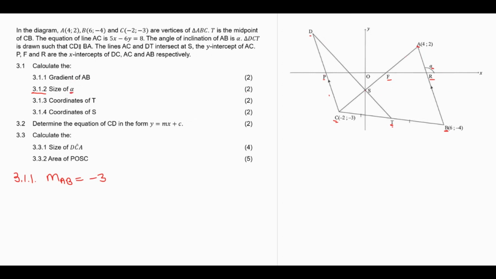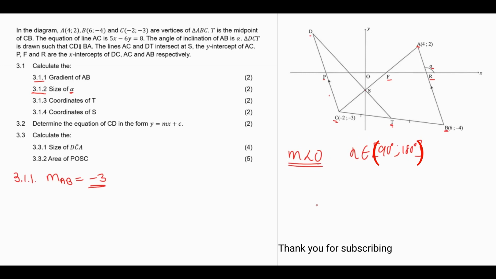In question 311, we found that the gradient of AB is -3. If the gradient is less than 0, it means the angle is going to be between 90 and 180. It means the angle is obtuse if your gradient is negative. In this case, our gradient is negative. How do we find our alpha?